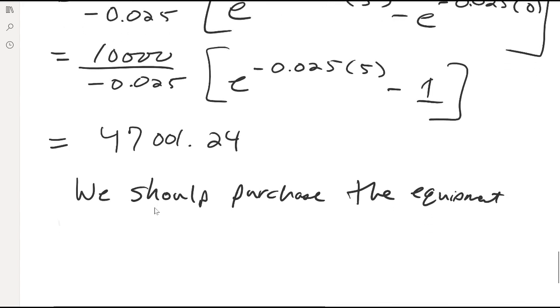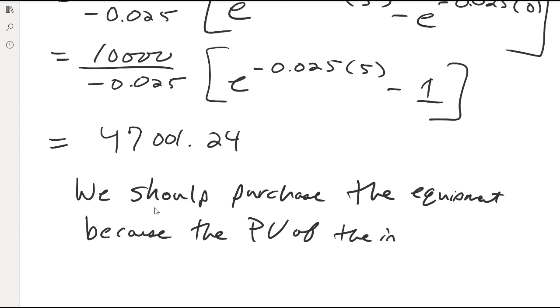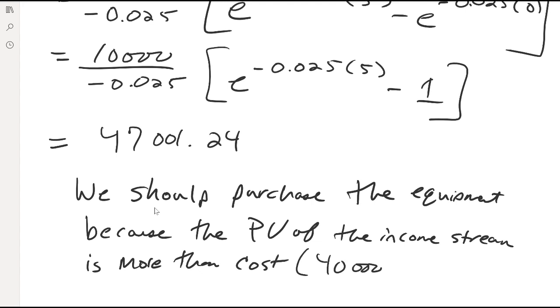All right? Because the present value of the income stream is more than the cost of the machine. Okay? And remember, the cost was $40,000. So what we just found is that if we spend $40,000 today, we're going to end up with $47,000 down the line, but in today's dollars, if that makes sense. So absolutely, we should purchase this equipment because the present value is more than the cost.